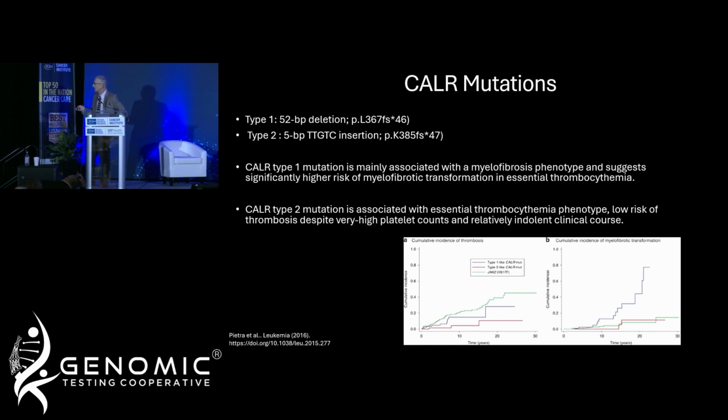In principle, type 1 is associated with a myelofibrosis phenotype and a significantly higher risk of myelofibrotic transformation. In contrast, type 2 is more of an ET, essential thrombocythemia type, with a low risk of thrombosis despite a high platelet count. So overall, type 1 does practically worse than type 2 in principle.